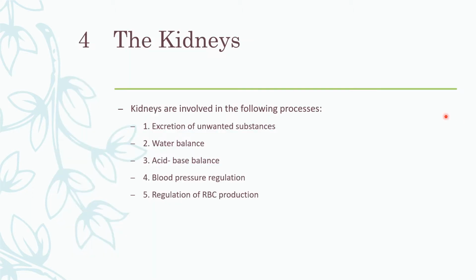Okay. So again, when we think about the kidneys, what are they involved in? Kidneys are involved in the following processes. So number one, excretion of unwanted substances. This is primarily going to be urea, which is a nitrogen-containing waste from amino acid metabolism. So if we break down proteins into amino acids or break down those amino acids, they will produce a product known as urea. And that's the primary substance that we need to get rid of.